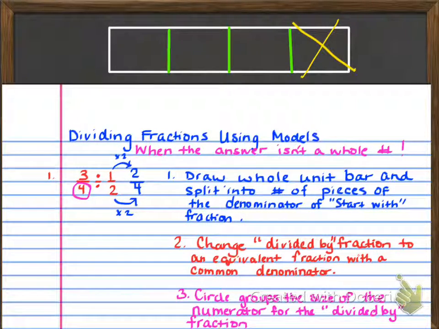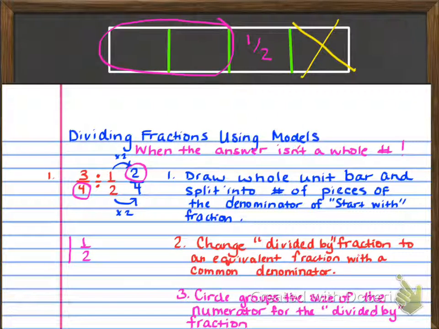I've written the last step here for step 3, and it says circle groups the size of the numerator for the divided by fraction. So our new numerator over here, because we had to make equivalent fractions that have the same denominator, our new numerator is 2. So now let's look up at the model and let's see how many groups of 2 we can circle. So the first thing we're going to do is circle this first group of 2. So that gives us one whole number. But then you have this half here, and you need to remember that you only have 1/2 of a group of 2. So that is genuinely 1/2. It's no longer 1/4 because it's 1/2 of the group of the 2.